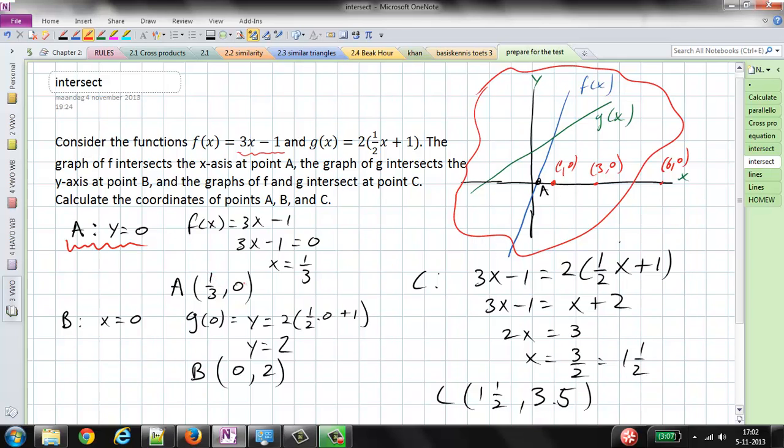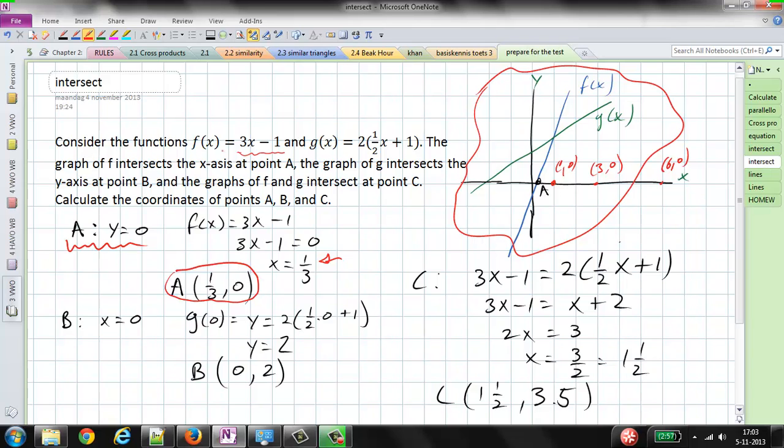What to remember about this: if it says intersects the x-axis, that means y equals 0, and that means set the formula equal to 0 and solve for x. And make sure you give the point. Don't make x your answer, make the point your answer: the point (1/3, 0).